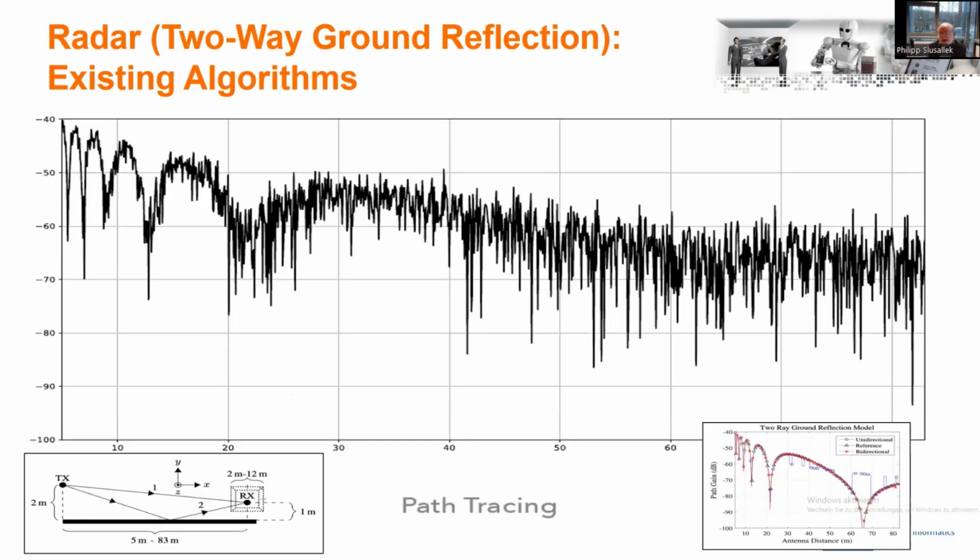So just to visualize this, because I don't have time to go into exactly what we did there, this is a very simple but very illuminating example here. If you look here at the lower left, we have a transmitter, we have a receiver, there's a street underneath, and there's two ways the signal can reach the receiver, the direct way and the reflection off of the street.